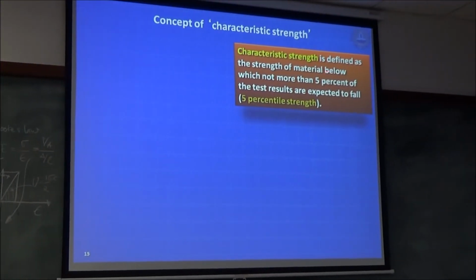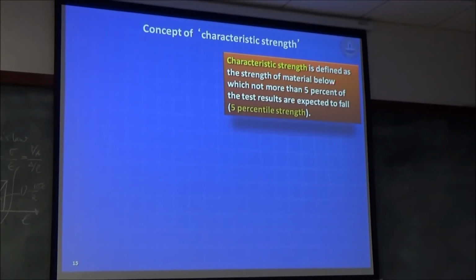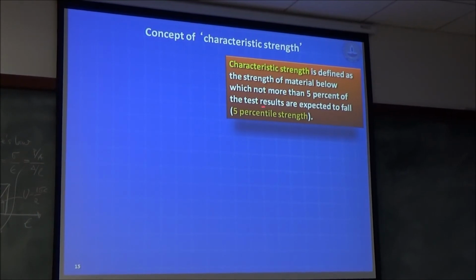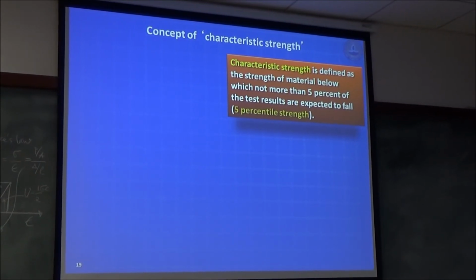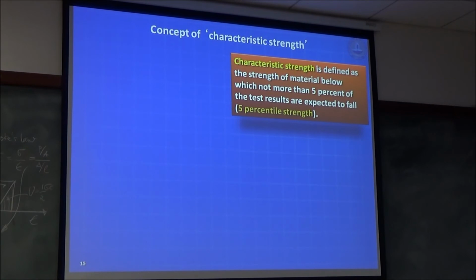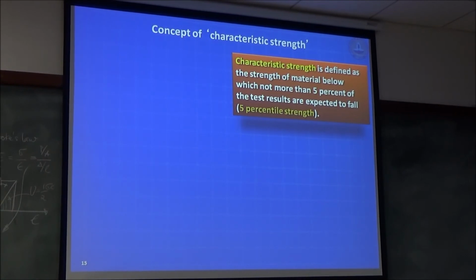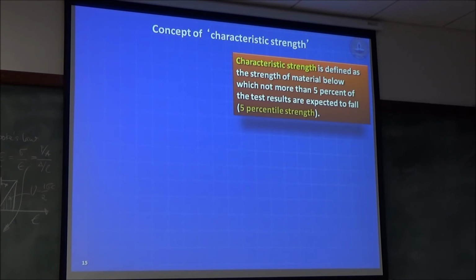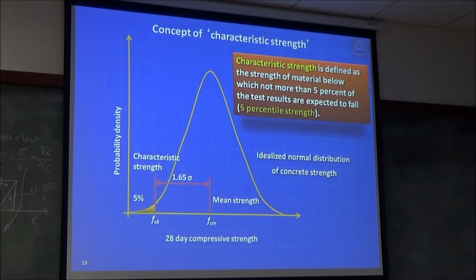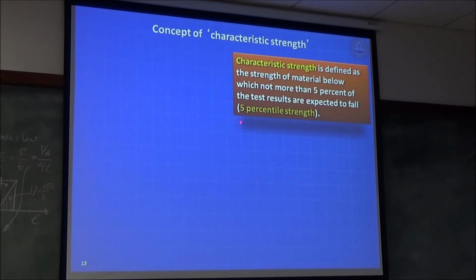Characteristic strength is defined as the strength of the material below which not more than 5% of the test results are expected to fall. Got it? We did it from first principle without going through the bad mugging up that we went through. He did it from first principle. So it's also called 5 percentile strength.